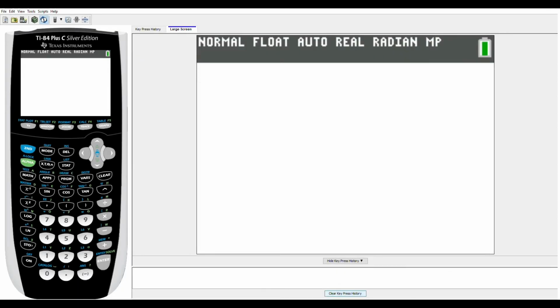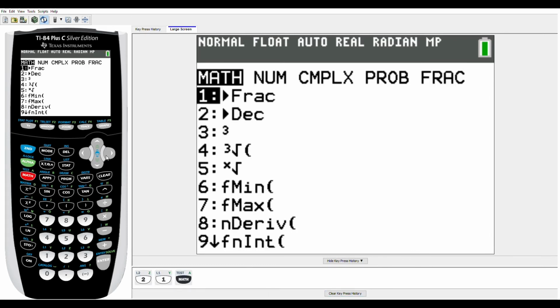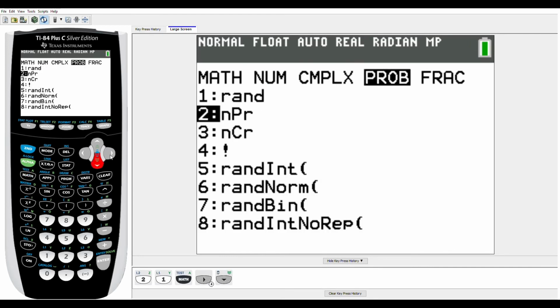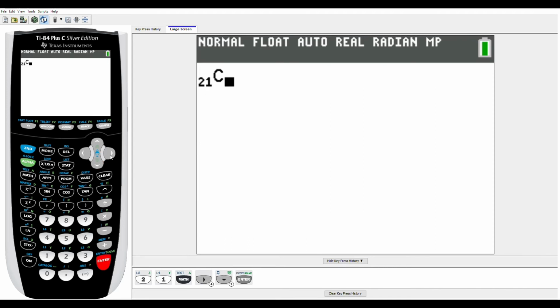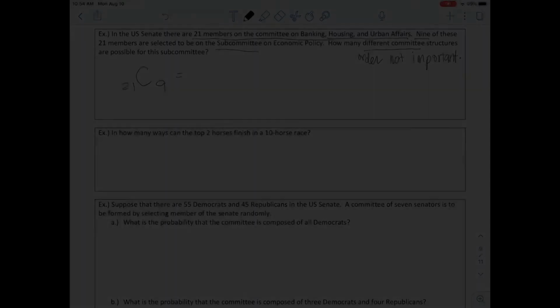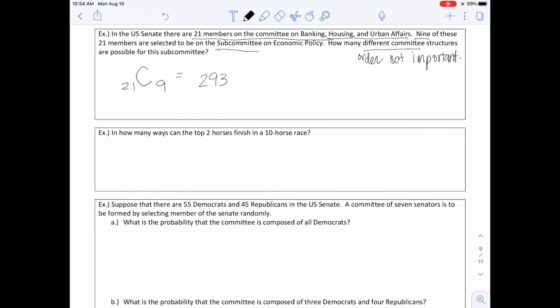On your calculator, you're going to type in our N value, which is 21. You're going to go to Math, scroll over to PROB. This is a combination problem, so scroll down to 3 and nCr. And then the value that we are selecting in this problem is 9. Select Enter. You arrive at your answer. So from the calculator, we get 293,930 subcommittees.